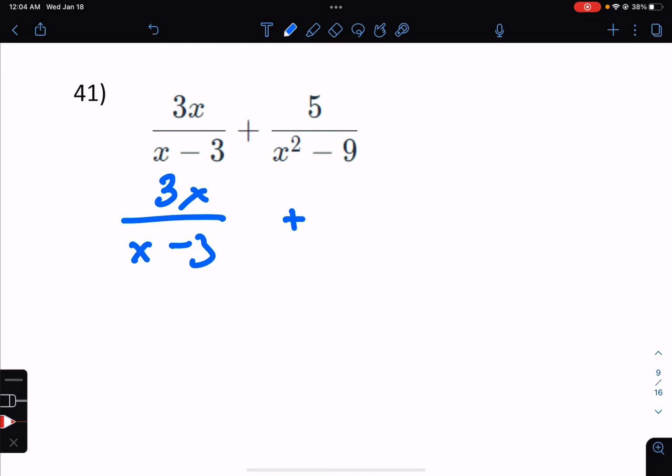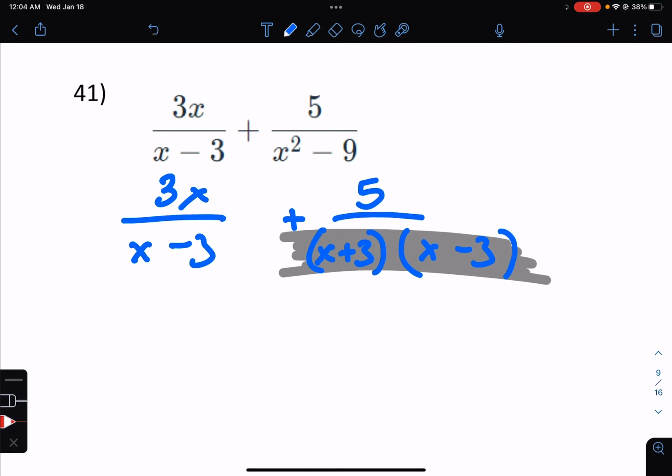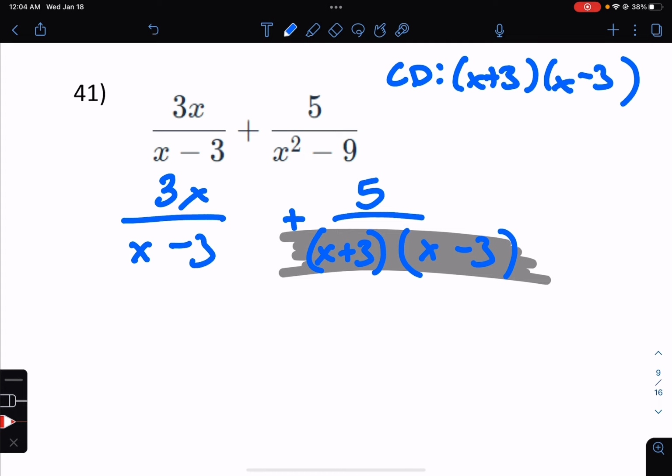All right. But the second guy, we've got a difference of squares there. So this guy's denominator is going to be x plus 3, x minus 3. Okay. So from looking at this, this is actually going to be our common denominator. And if it helps, make sure you actually write it out, right? Our common denominator is going to be x plus 3, x minus 3, right?